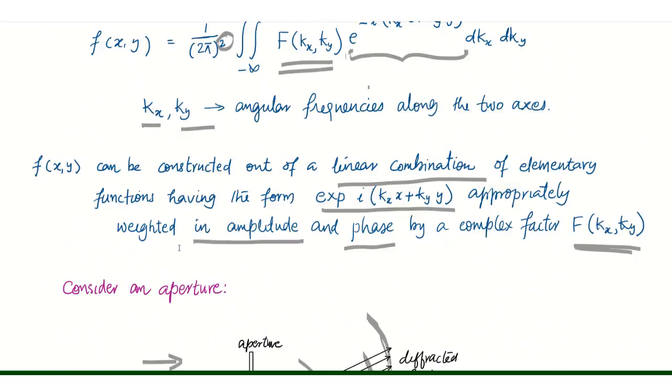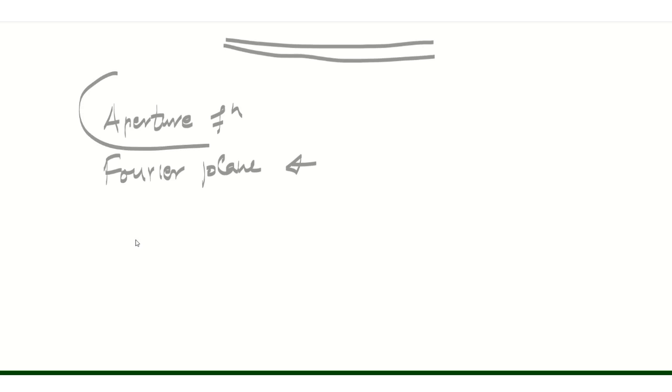One of the things which I may keep repeating is the aperture function, which you are familiar with already. Now you will see something called the Fourier plane. It is a plane at which the intensity distribution is the Fourier transform of the aperture function. And then I will talk about something called the image plane.